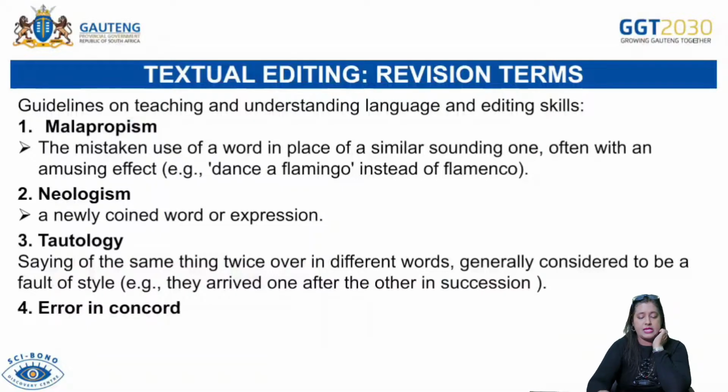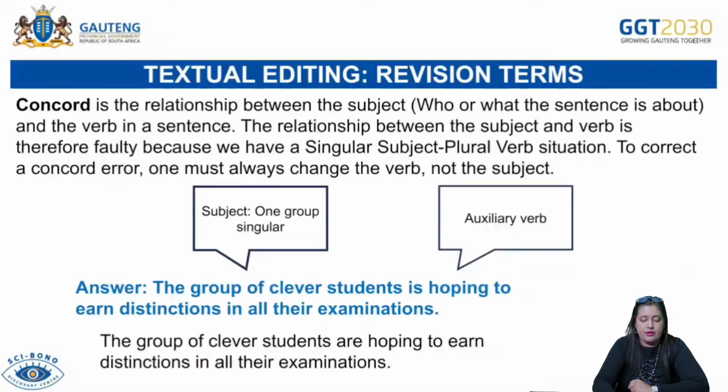Malapropism, the mistaken use of a word in place of a similar sounding one, often with an amusing effect. Okay, example, dance a flamingo instead of flamenco. Neologism, a newly coined word or expression. Tautology, you must know. Error in concord, you have seen before.